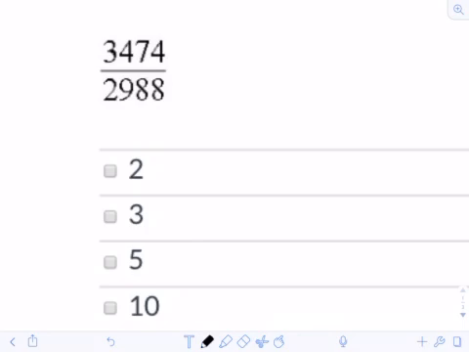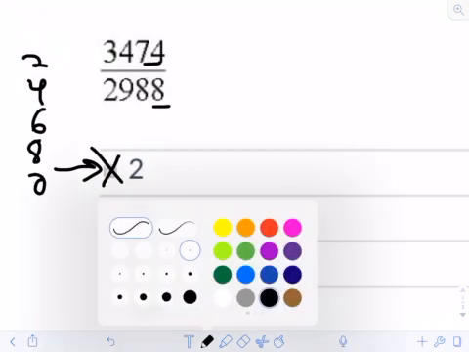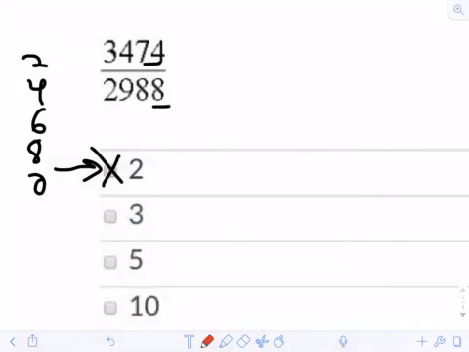Look at the first one. Is this divisible by 2? Well, is it even? Does it end in a 2, 4, 6, 8, or 0? Well, this ends in a 4. That's even. This ends in an 8. That's even. So therefore, it is divisible by 2. I'll check that off. Now, let's look at 3.